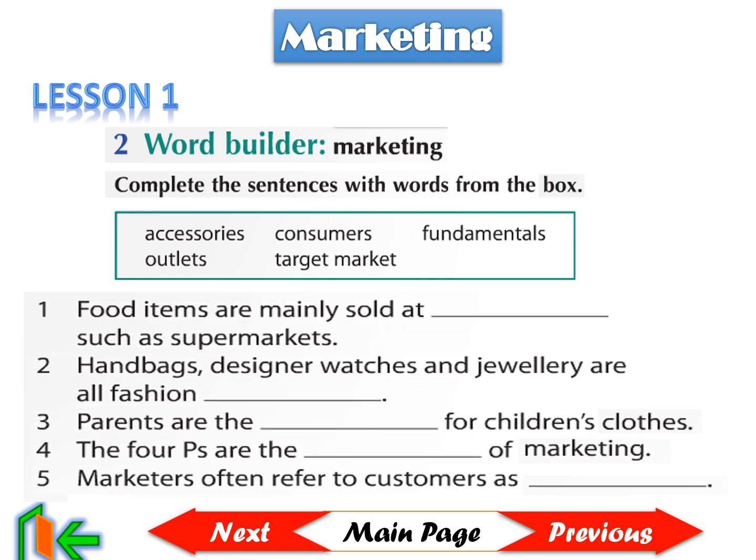Here you have 5 sentences and you have about 30 seconds to try to answer them. The first one: food items are mainly sold at blank, such as supermarkets. Number 2: handbags, designer watches and jewelry are old-fashioned blank. Number 3: parents are the blank for children's clothes. Number 4: the 4 P's are the blank of marketing. Number 5: marketers often refer to customers as blank. Okay, you have your 30 seconds.